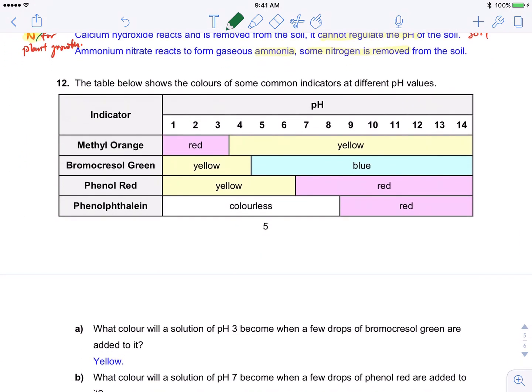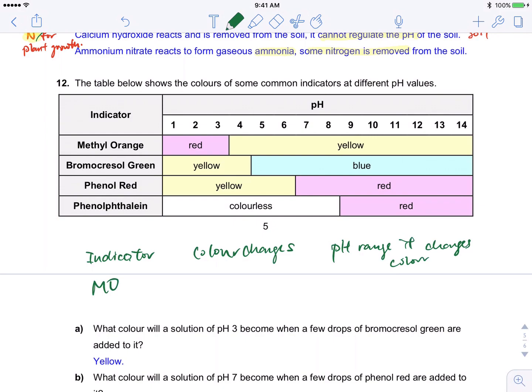Question 12 shows the color of some common indicators at different pH values. So this is another way we can represent the pH of indicators when they change color. Another way is the one that we see in our practical, where they tell you the indicator color changes and the pH range it changes color. Remember? So like methyl orange, color changes is red, orange, yellow.